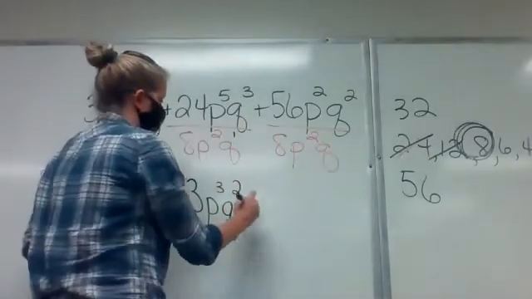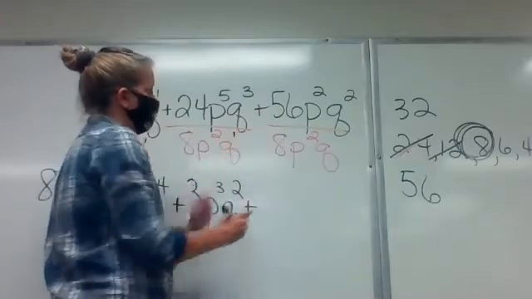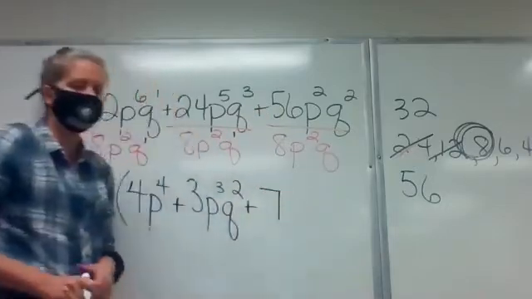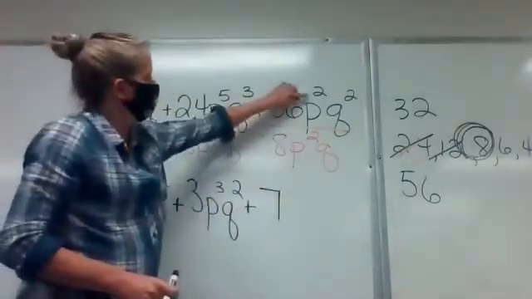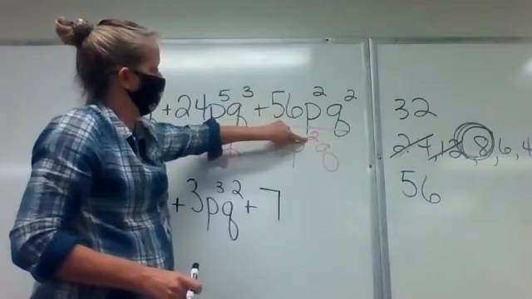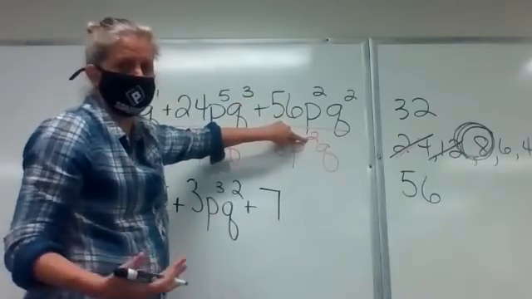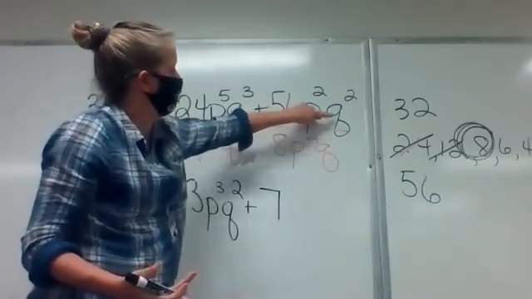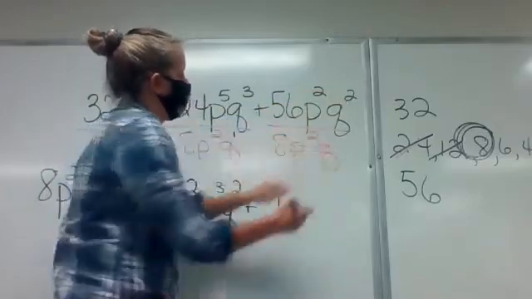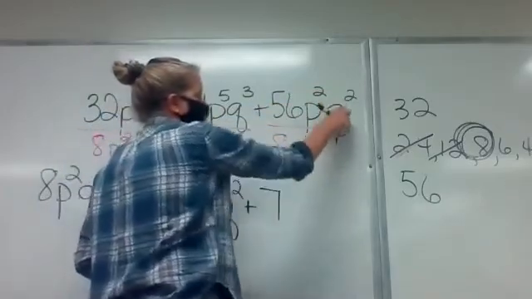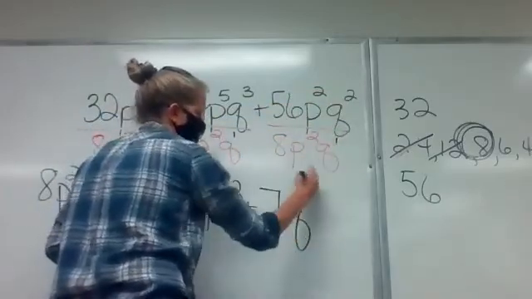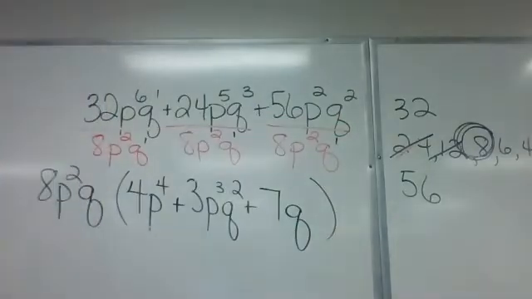And last one, plus 56 divided by 8 gives you 7. Let's see, I had P squared, but I pulled out P squared, so there's no P left. But here I have Q squared, and I pulled out Q to the first, so if I subtract those exponents, I am left with Q.